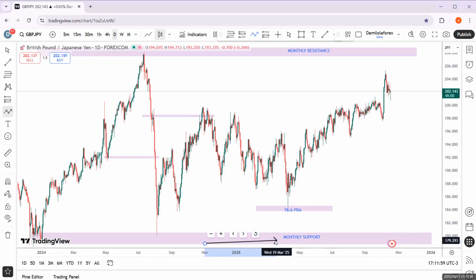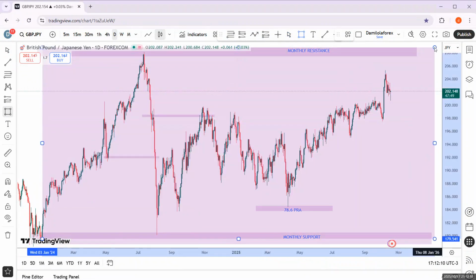Okay, so from here, we identify this level as monthly support, we identify this level as monthly resistance, and we know that the window from here to here is our current range of focus.